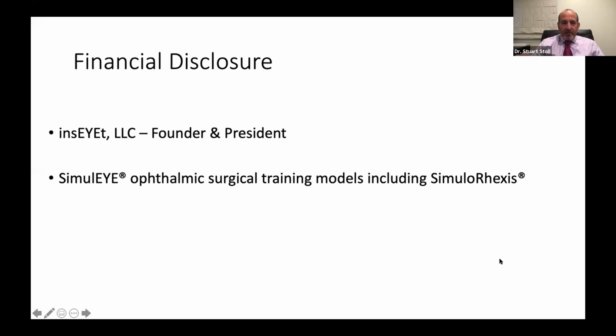So here's my financial disclosure. I did create a company all around ophthalmic simulation models. We call it Simuli. And one of the models that we use is Rhexis, and that's what we'll be showing in a lot of the videos. There's more information on that later.